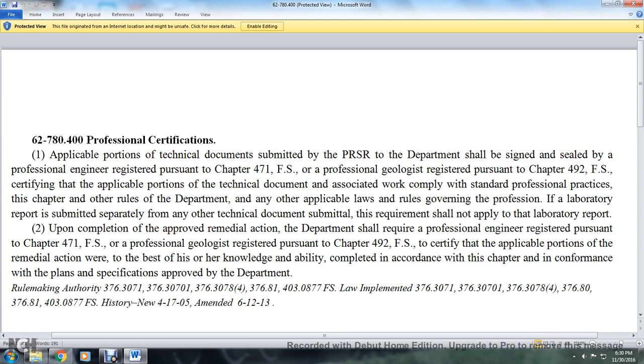Rulemaking Authority 376.307, 376.30701, 376.30781, 376.81, 403.087, Florida Statutes. Law Implemented 376.307, 376.30701, 376.30781, 376.680, 376.681, 403.0877, Florida Statutes. History, New April 17, 2005, amended June 12, 2013.